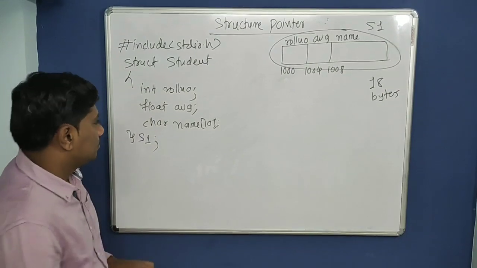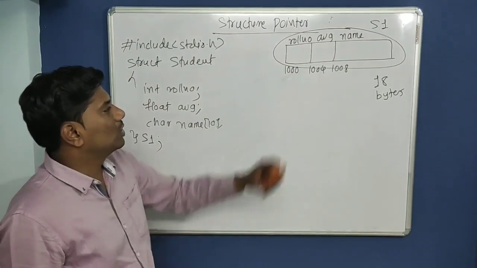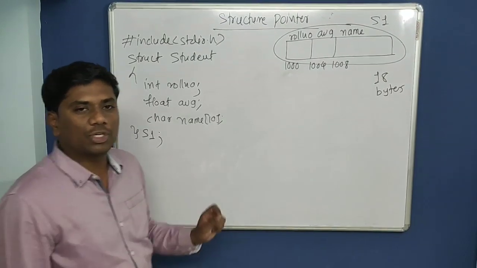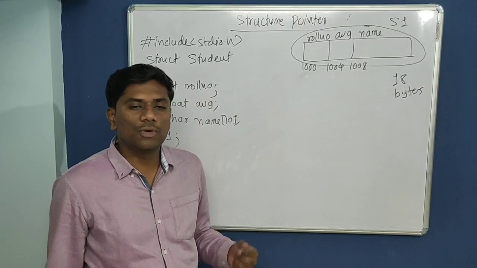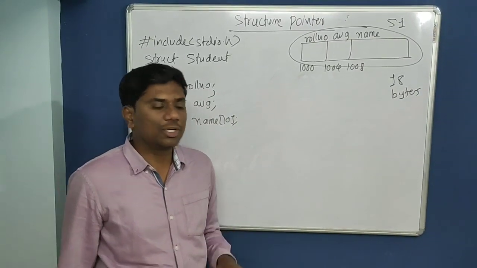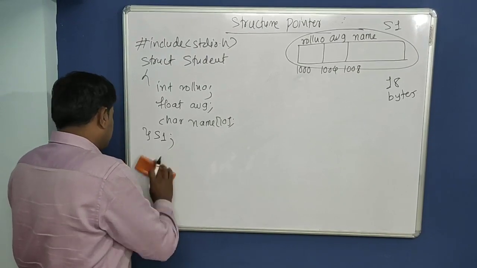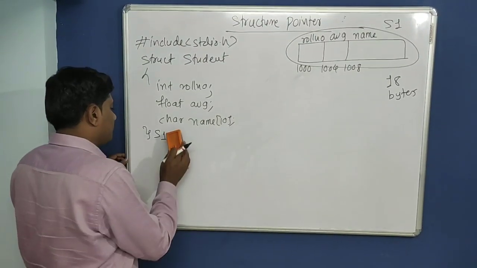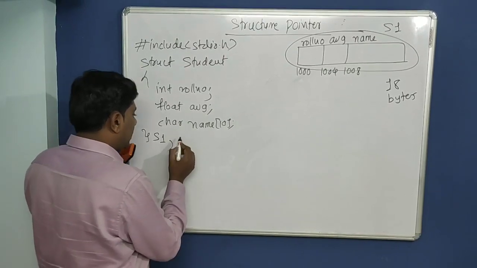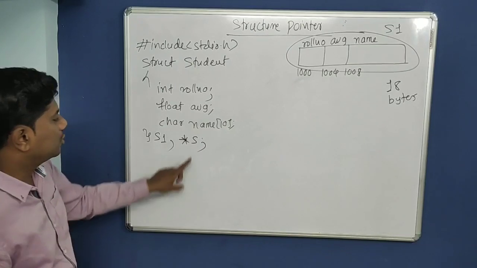Getting? Now we want to store these values with the help of a structure pointer. And after storing these values, we are going to print these values with the help of a structure pointer again. So see what I am going to do. I will create a structure pointer.